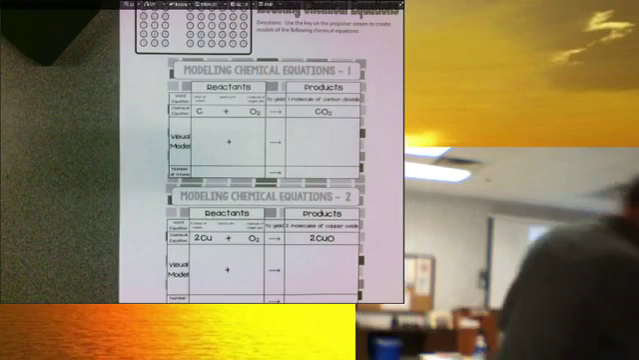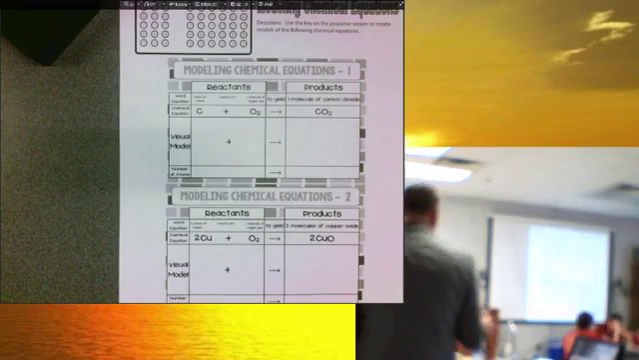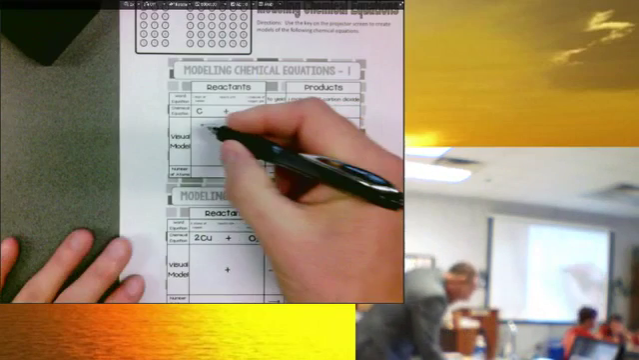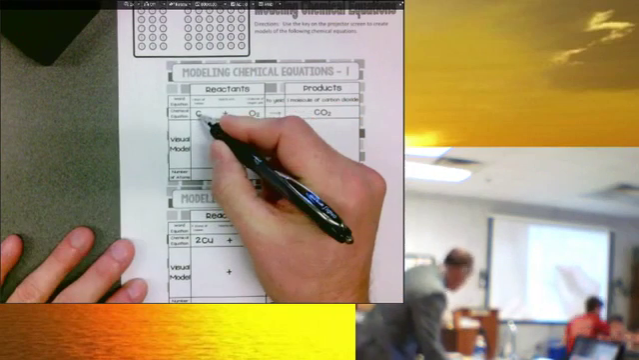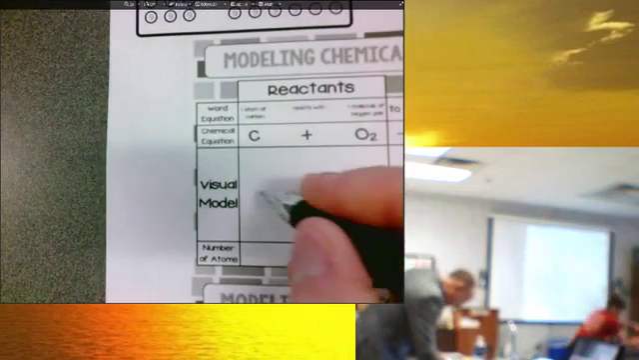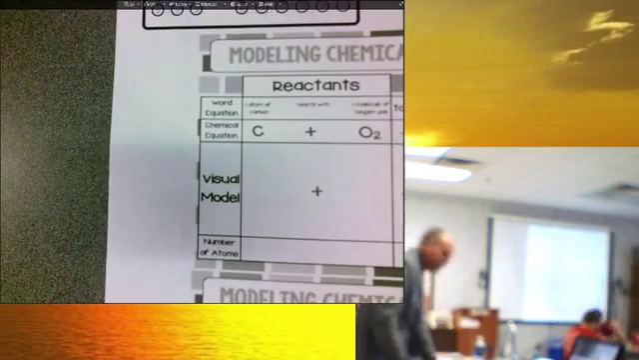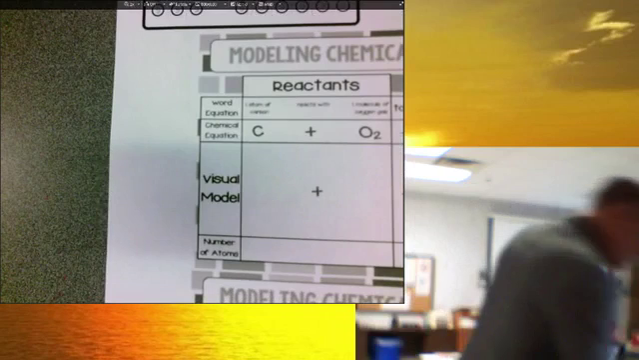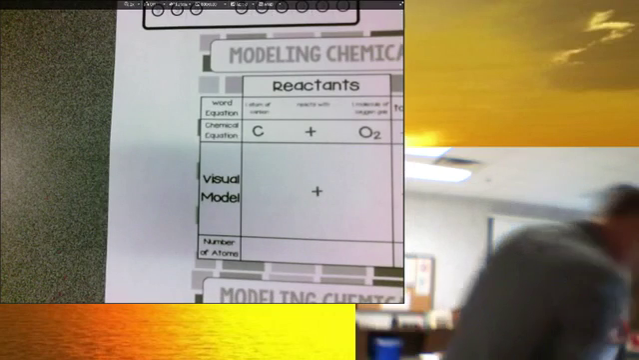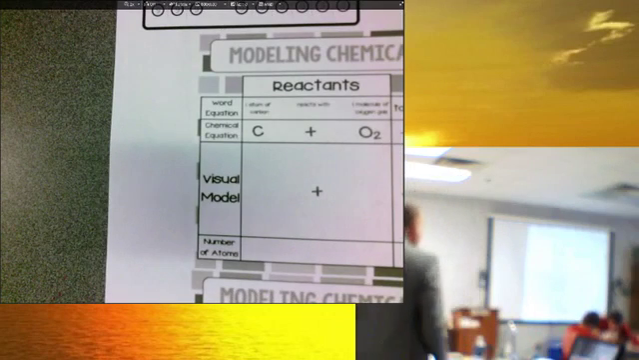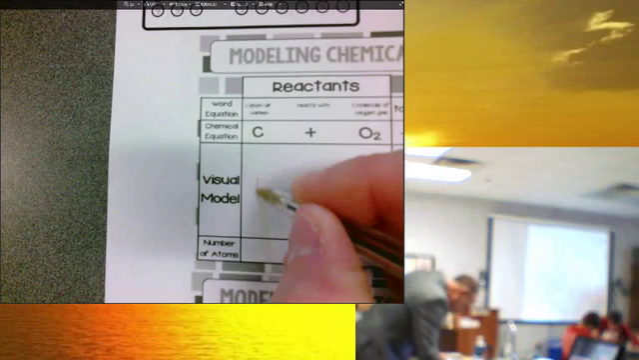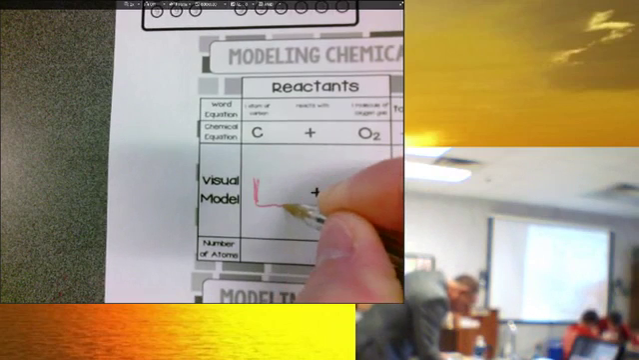Okay, so for carbon, how many atoms are there? There's just one, so we need one block. Carbon is what color, did I say? White. So I'm just going to leave it white.